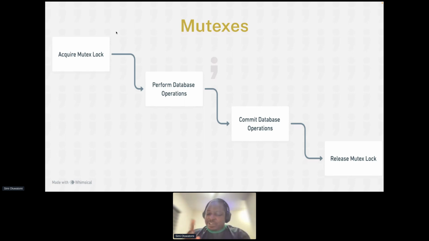Now, what is the difference? Your mutex, you can implement it using something like Redis. I have done that several times. I have seen some people use, I think, RabbitMQ for a mutex, or I think Memcache, right?